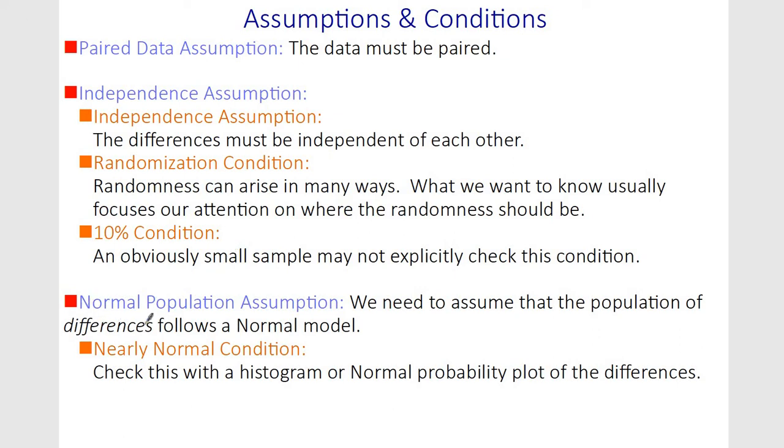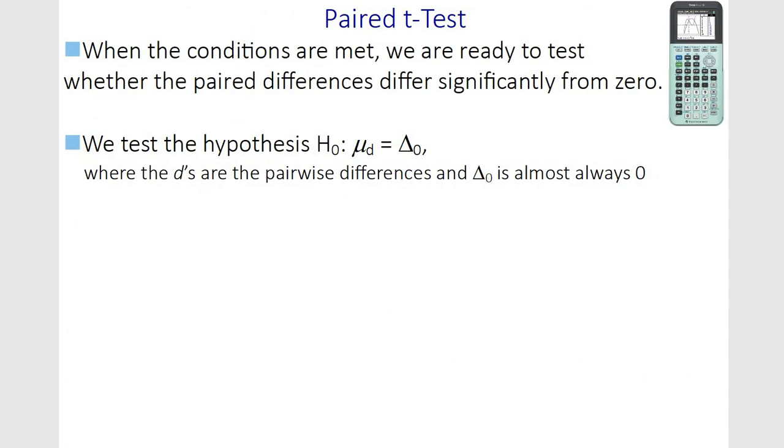Now, the third assumption would be your normal population assumption, so you want to make sure that it's a normal model. You can check that, of course, with a histogram or a normal probability plot. And now that the conditions are stated, we're ready to test the paired differences, whether those differences differ from 0.